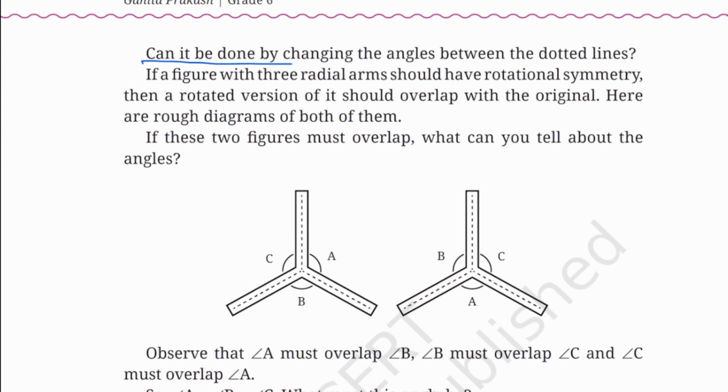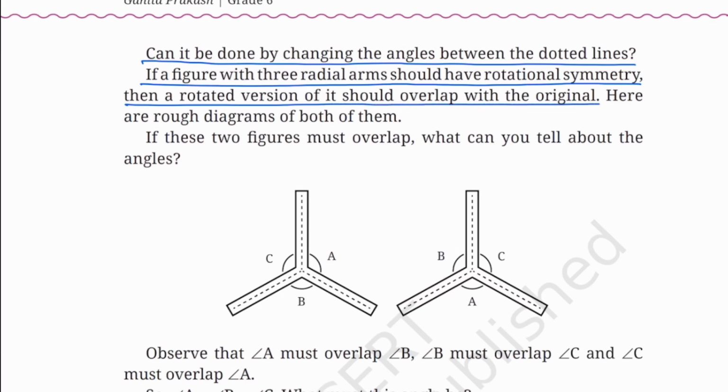Can it be done by changing the angle between the dotted lines? If a figure with three radial arms should have rotational symmetry, then a rotated version of it should overlap with the original. Here are rough diagrams of both of them. If these two figures must overlap, what can you tell about the angles?